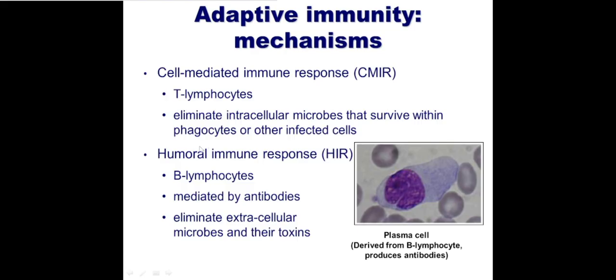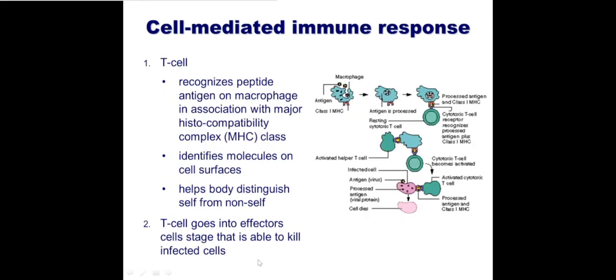Not humoral. When B lymphocytes differentiate, they are of two types: plasma cells and memory cells. These memory cells remember that infection for later, and the plasma cells produce antibodies so that they kill that pathogen. Clear? That's why this is mediated by antibody and eliminates extracellular microbes and their toxins.